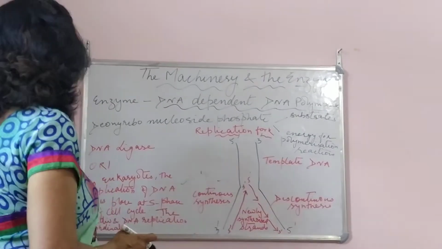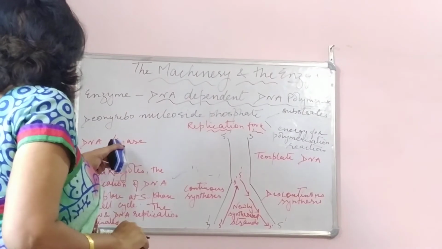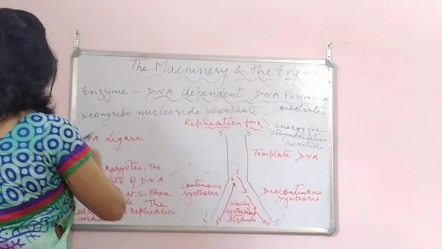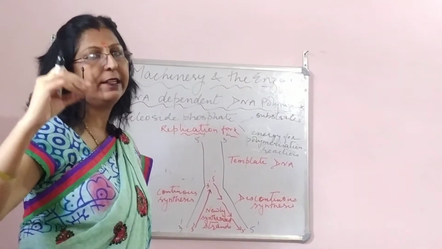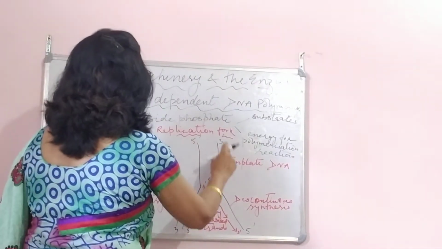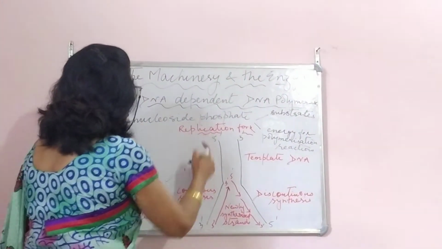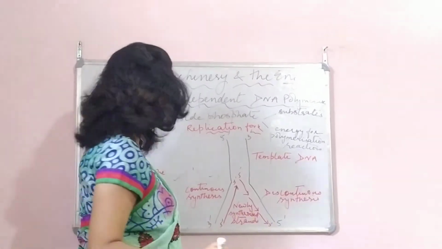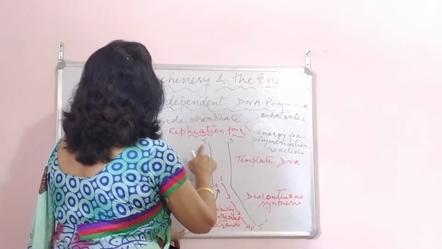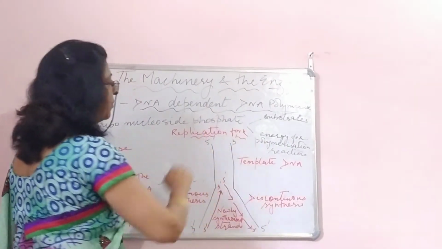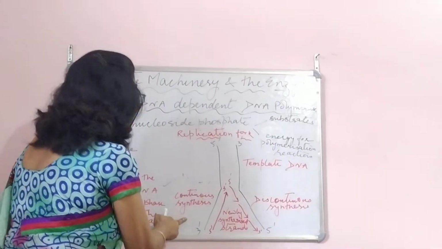Now we come to this replication fork. When we come to this replication fork, we have some other enzymes also. So we have this DNA ligase. This is another enzyme which helps in joining, ligase to ligate. Now in our replication fork, these are the two DNA strands. These two DNA strands run anti-parallel. One is named 5-3 and the other goes like 5 up and 3 down, 5 down and 3 up. And this 5-3 is known as continuous synthesis.